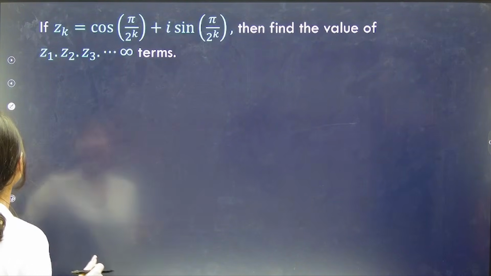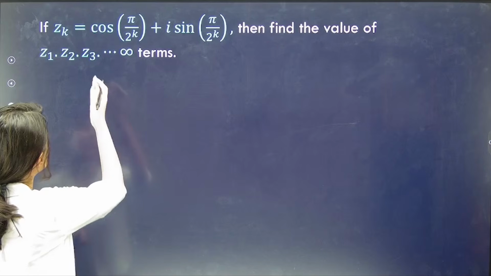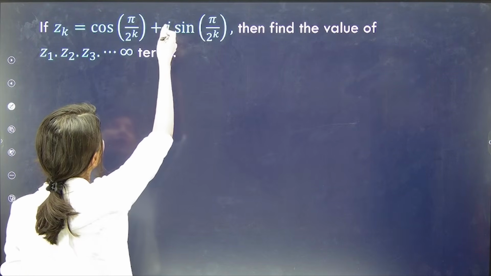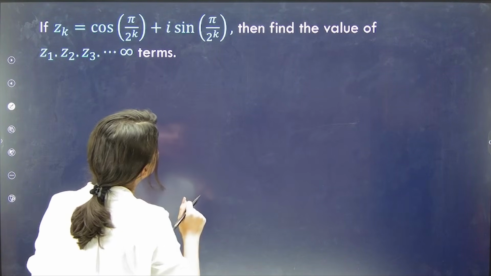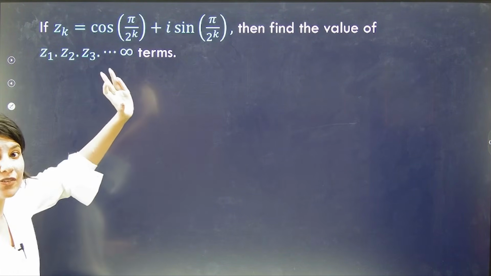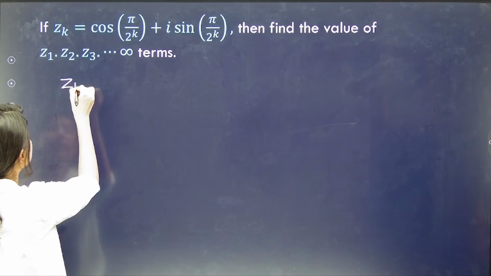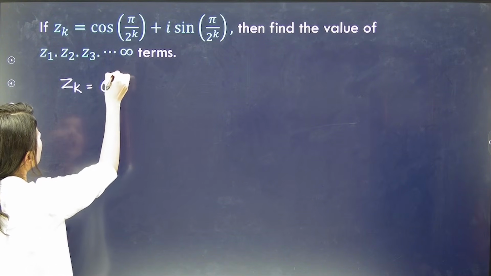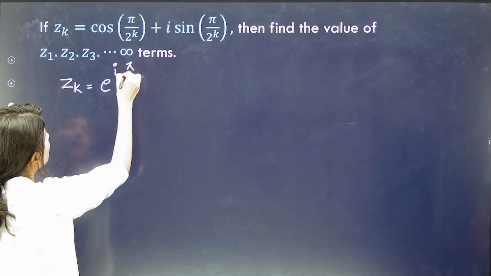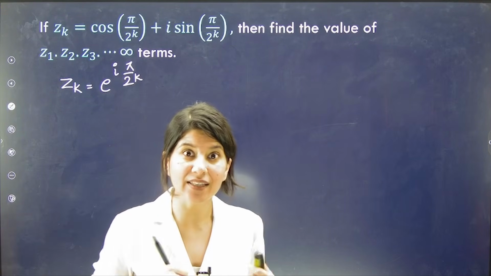Okay, all right, on similar lines we have another question. Zk is given as cos pi by 2 power k plus iota sin pi by 2 power k. Then find the value of product of z1, z2, z3 and all the way up to infinity. Okay, so let's do one thing. Can I write zk as e raised to power iota pi by 2 raised to power k? Can I write it this way, Euler's form?